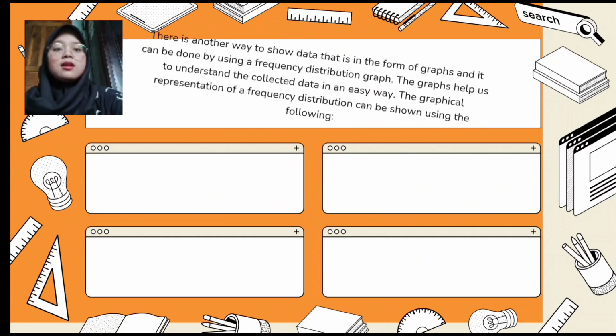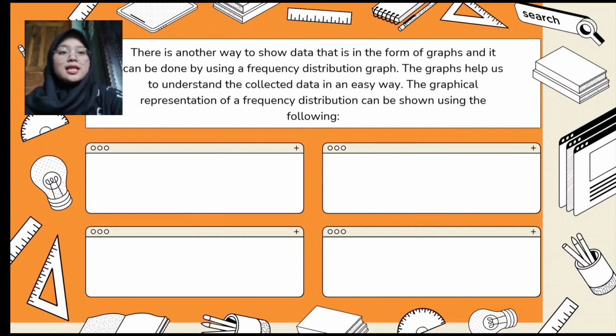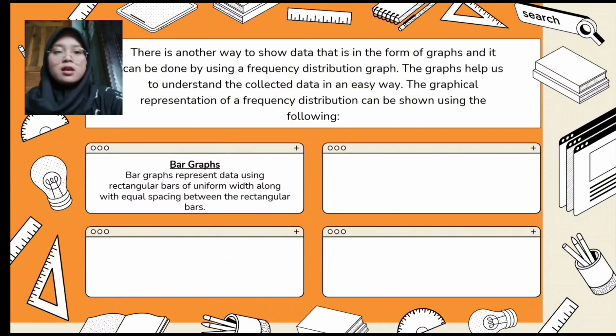And then, there is another way to show data, that is in the form of graphs, and it can be done by using a frequency distribution graph. The graph helps us to understand the collected data in an easy way. The graphical representation of a frequency distribution can be shown using the following. Number 1, bar graphs. Bar graphs represent data using rectangular bars of uniform width along with equal spacing between the rectangular bars.